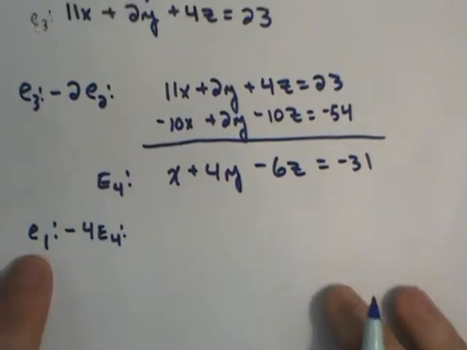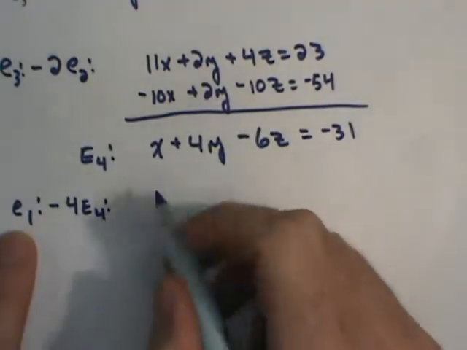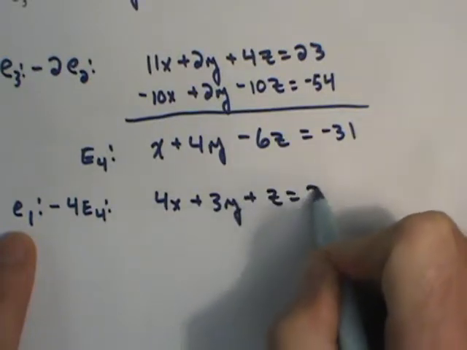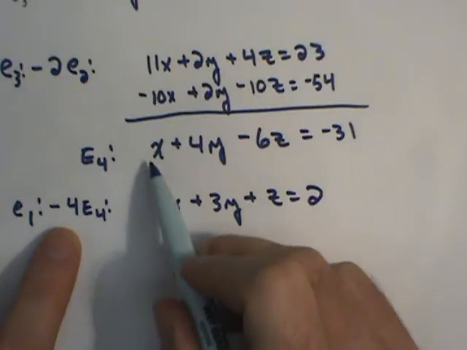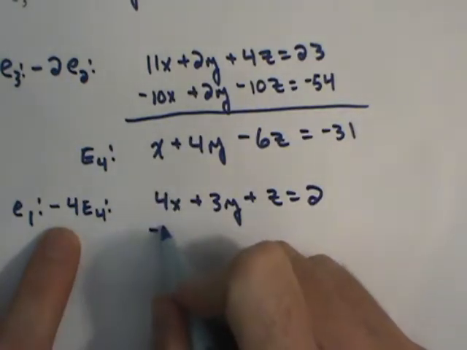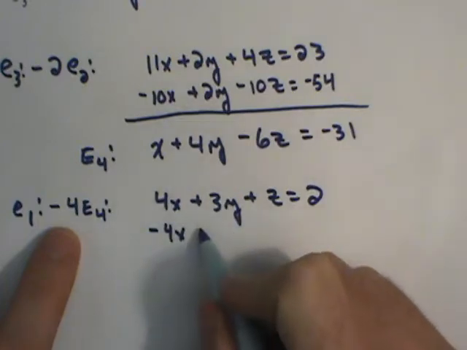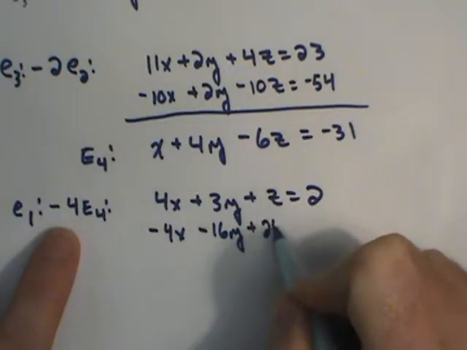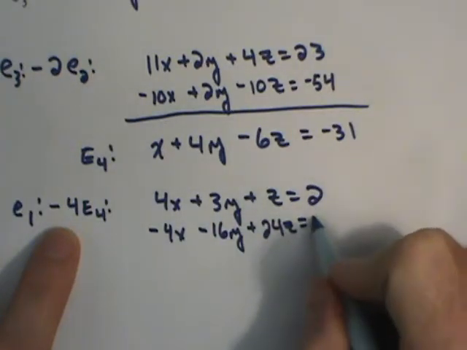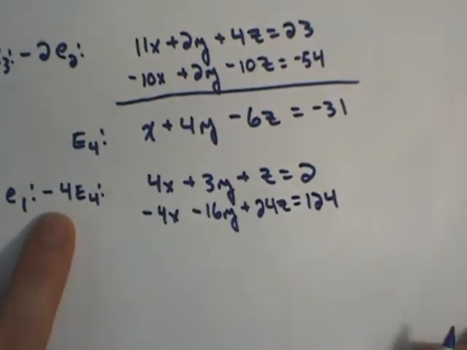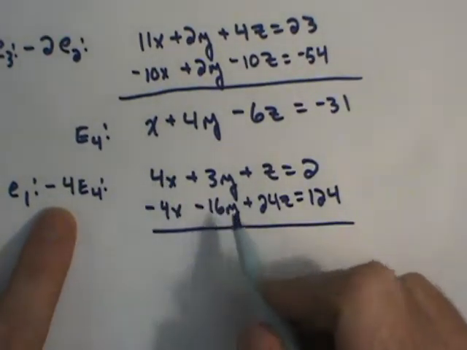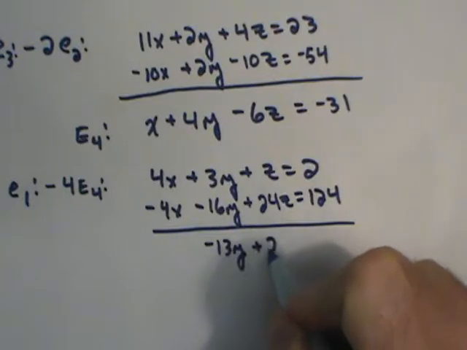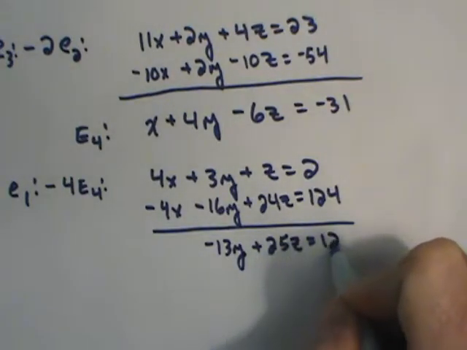Same idea. I'm just going to rewrite this first equation right here. I'll say 4x plus 3y plus z equals 2. And then I multiply this fourth equation by -4, and so this becomes -4x minus 16y plus 24z equaling 124. As I combine those two equations, I end up with -13y plus 25z equaling 126.